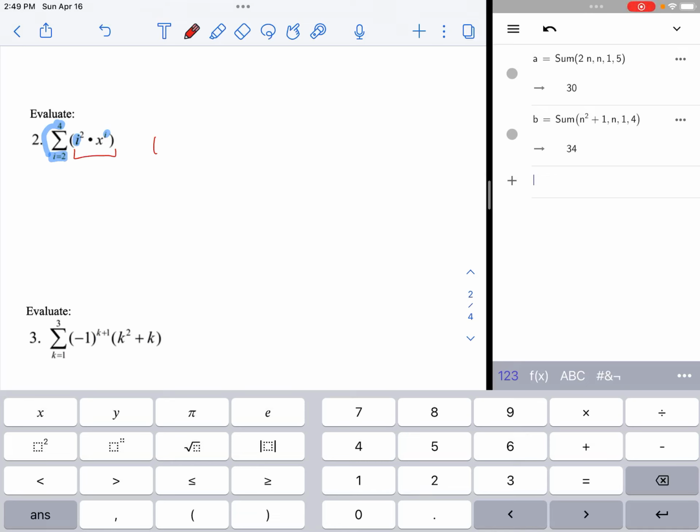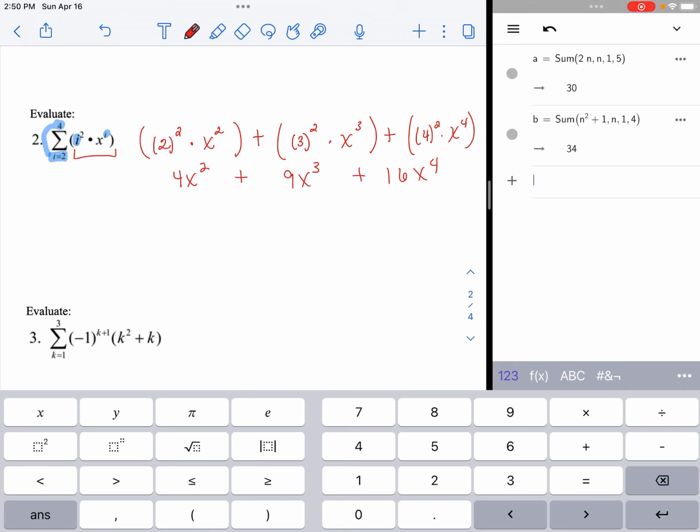Okay, so now I'm going to plug 2 in for the i, and I have to plug it in for the exponent as well. Plus, I'm going to plug 3 in for the i and for the exponent. And then 4, and for the exponent. So this is going to give me 4x squared, 9x cubed, and 16x to the 4th.